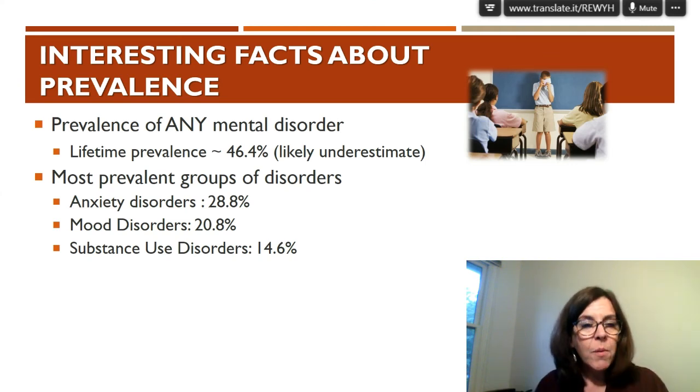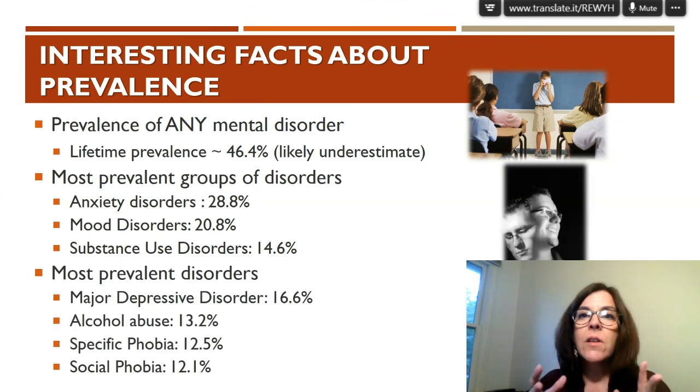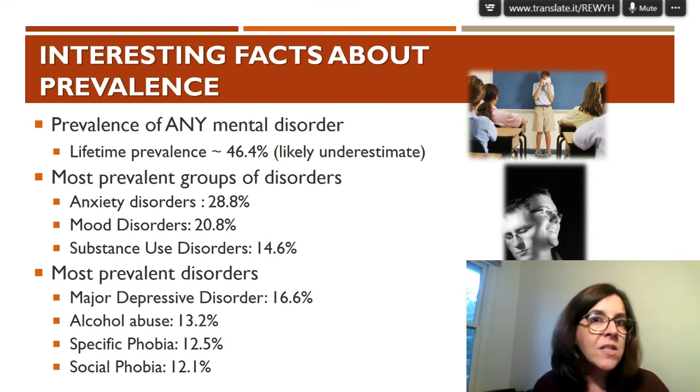So that's by group. But if we start looking at particular disorders or particular diagnoses, the pattern is a little bit different. So let's look at disorder-specific prevalence rates. Here we see that major depressive disorder is the most common mental disorder diagnosed in the United States. About 16 to 17% of people will have a diagnosis of major depressive disorder across their lifetime. Compare that with alcohol abuse, which is a close second. Alcohol abuse is about 13% in terms of lifetime prevalence in the United States.